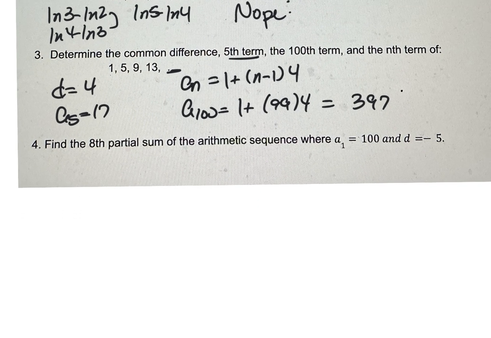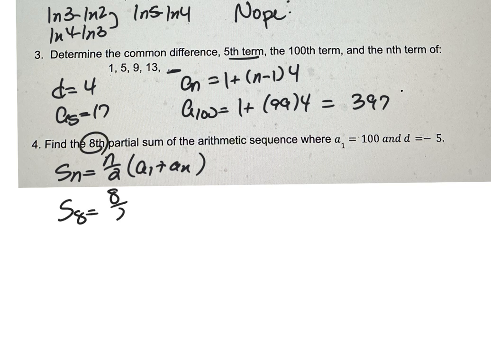All right, let's go, number 4 here. Number 4 says find the 8th partial sum. Now, the way you do a sum of an arithmetic sequence, you use this formula, where n is how many terms there are, a1 is the first term, and an is the last term. Okay, this time it says the 8th partial sum, which means there are 8 numbers. So I'm going to do 8 over 2. The first term they told me was 100. Here's the problem. I don't know what the last term is. I don't know what the 8th term is.